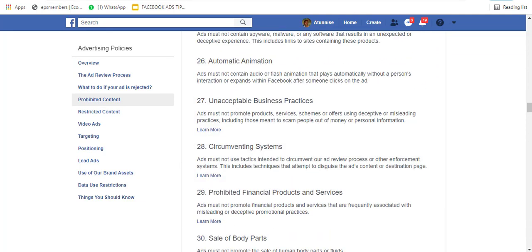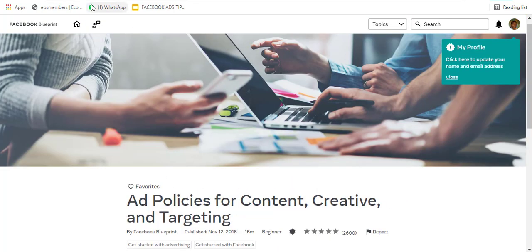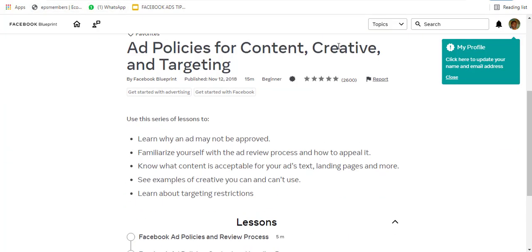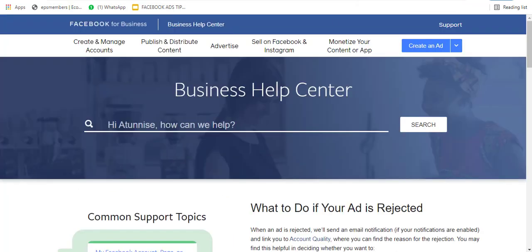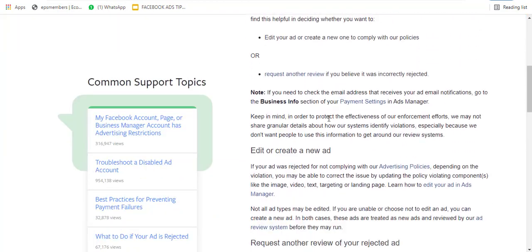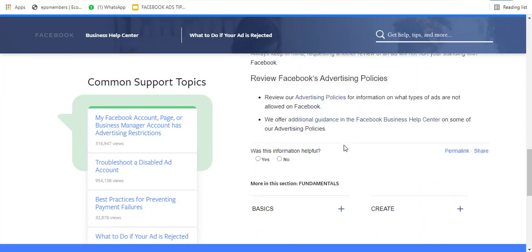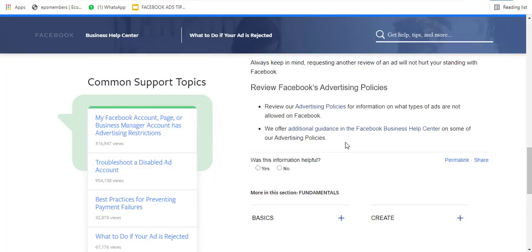So go and study Facebook blueprint in detail, and also go and study Facebook ad policy, and also go to their Facebook business epicenter. You always get something to learn from there. Do you get it now? There are always so many things to learn from this. So these three pages I will share with you so that you can learn one or two things from there. Is that okay?